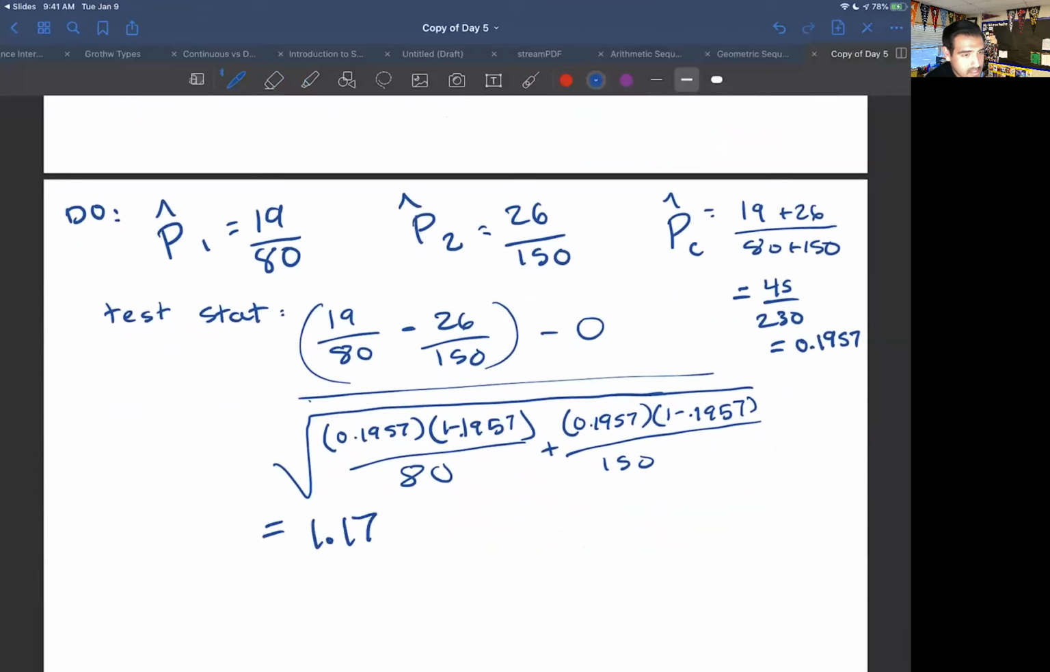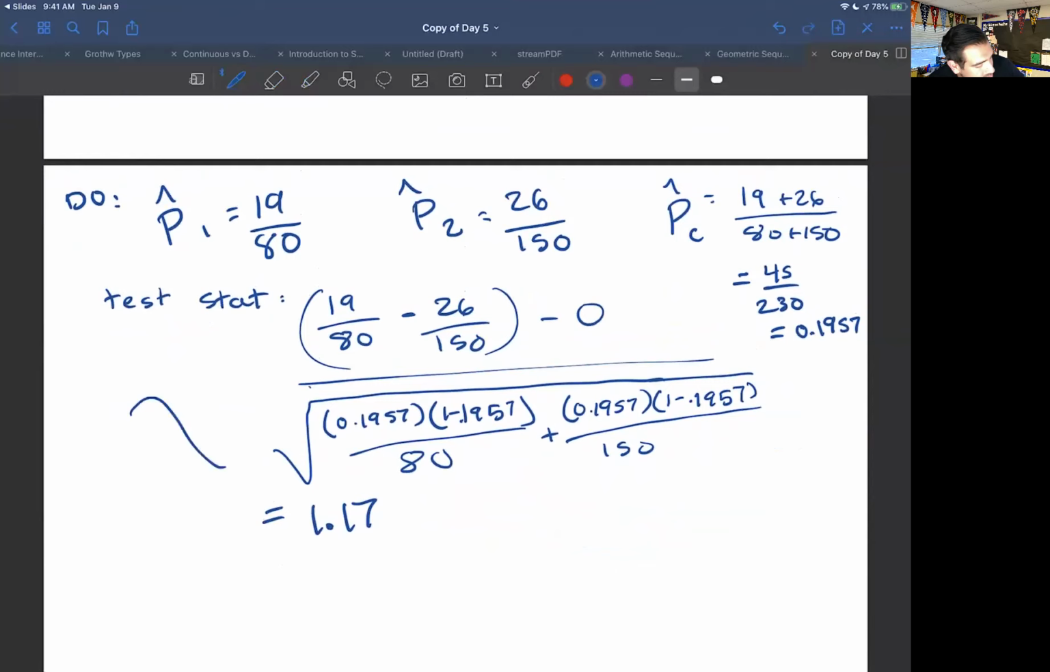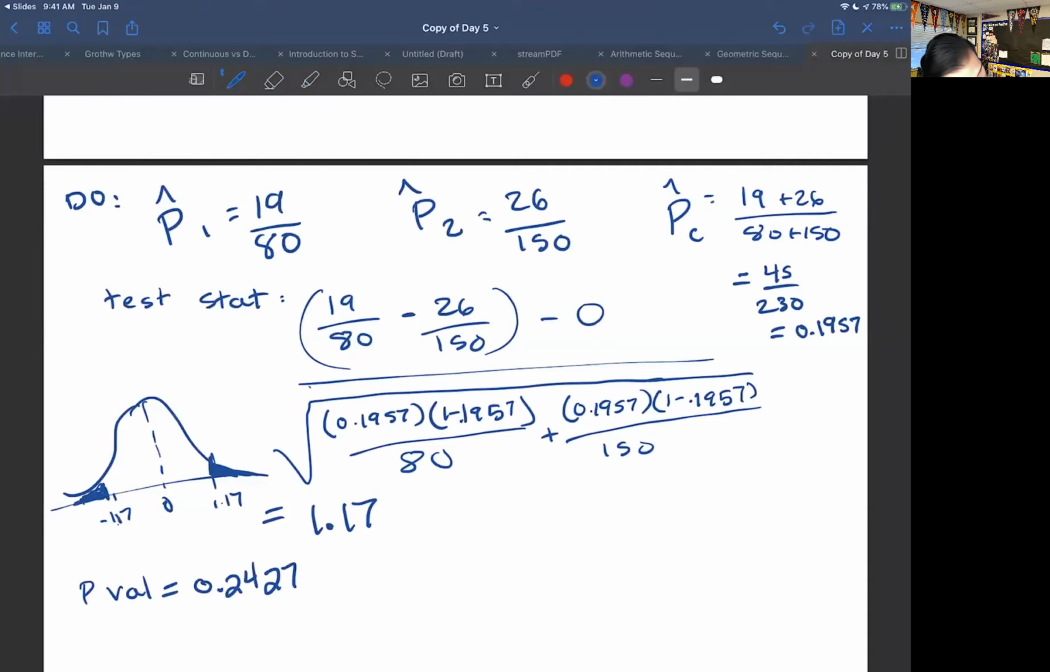So really quickly, think of a normal distribution centered at 0 based off of our null hypothesis. I want to find 1.17 on either side. Right, one's negative. I want to find the area on either side of my distribution. This is going to make up my p-value. Use a calculator to get your p-value. You're going to find your p-value is about 24%.